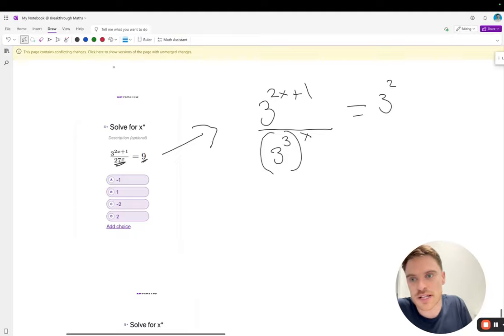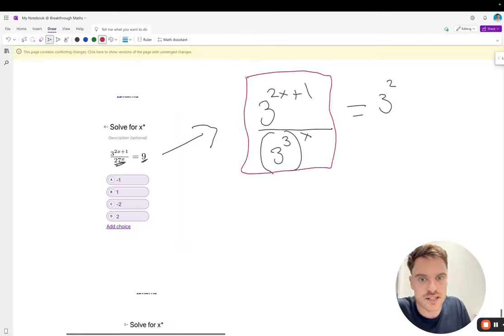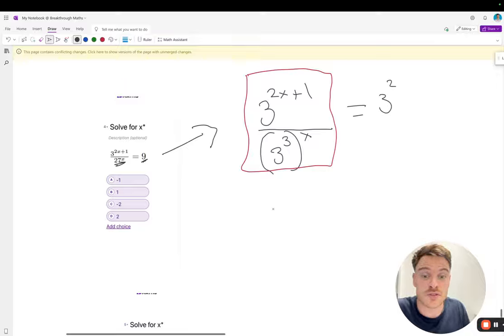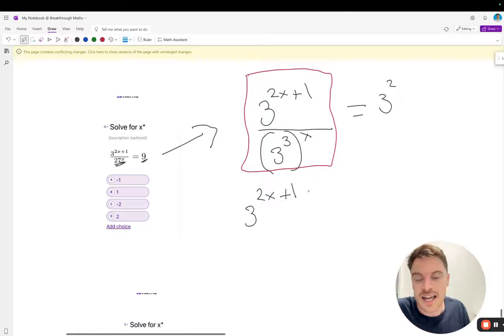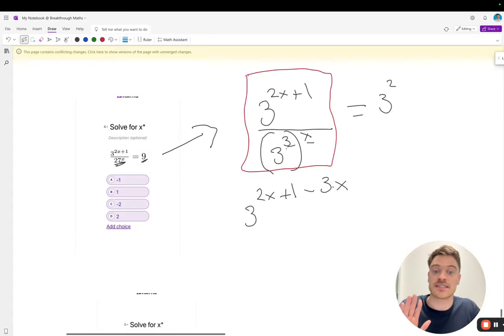It's easy enough, but I missed this part. This has been divided, isn't it? See, that's a division, that's a fraction, so it's been divided. So you're dividing powers, you take them, don't you? So it ends up becoming 3 to the power 2x plus 1, take 3x, because this 3 by x gives me 3x, is equal to 3 squared.